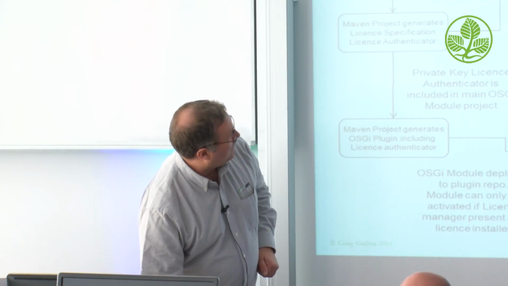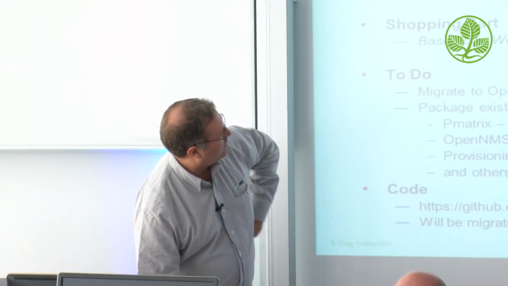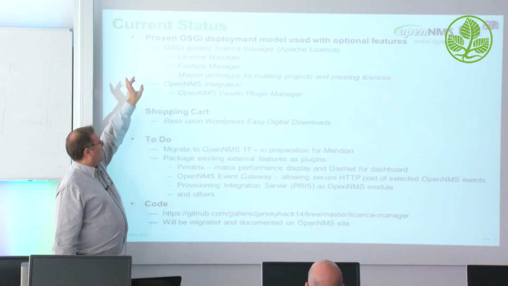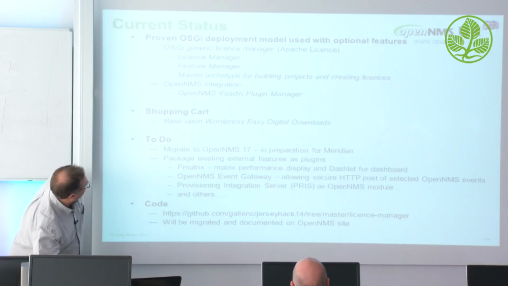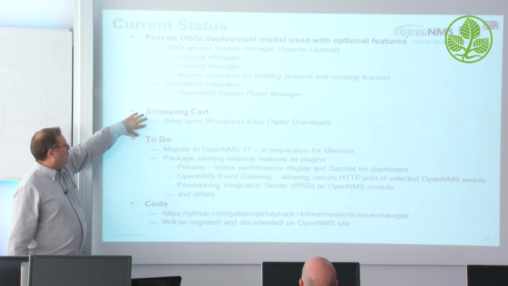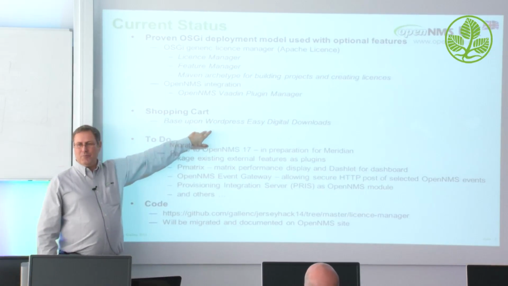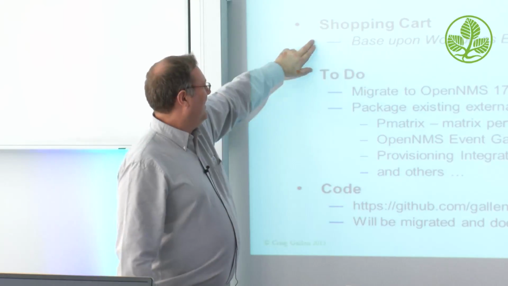That's the idea, yeah. The only difference is that this is just the life cycle. So where are we at? Well, basically, this stuff works. License manager, feature manager, Maven archetypes, and the plugin manager, that stuff all's there. The shopping cart works. Now, this is a bit rough at the edges because I'm not great at PHP and I've just done enough to get it working as a demo. It's probably okay, but I'm sure somebody could come along and do a much better job.